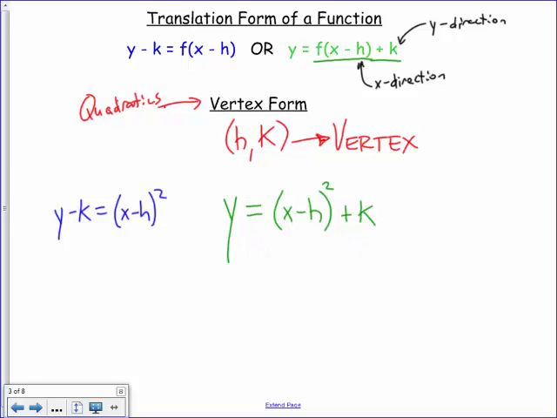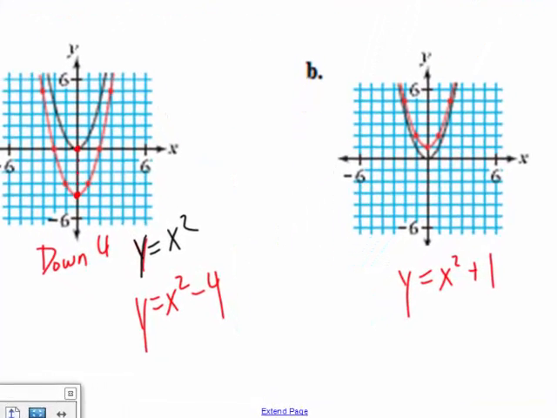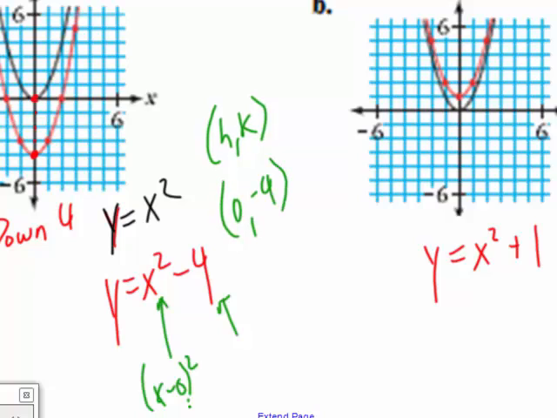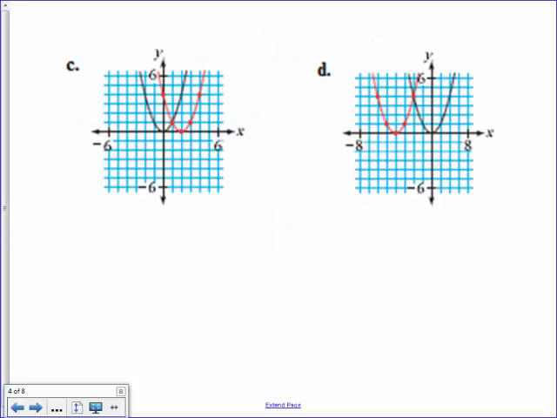So going back, if I looked at that last guy, just by looking at this, I could tell the vertex, because this is really like x minus 0 squared, and the plus k is negative 4. So my hk, my vertex, was really 0, negative 4. That's the vertex. So it works out nice. All right, let's use this now to help us out. So let's write an equation for the red guy.